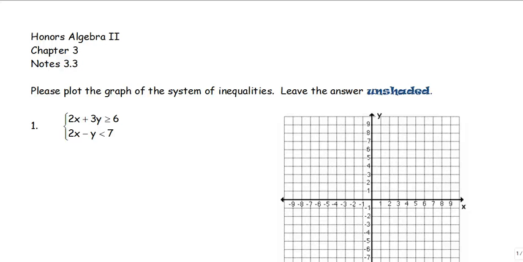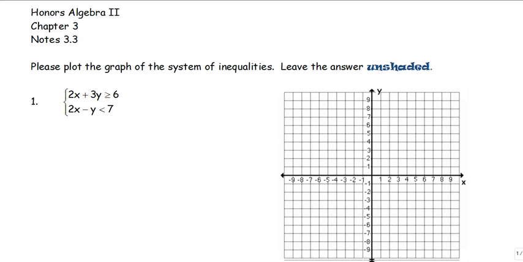Alright class, today we're doing 3.3. It's actually a really easy lesson. It's kind of combining, remember when we graphed inequality lines and shaded in chapter 2? Well, we're going to graph a system of them now. So we're going to do a couple at once, and we want the overall answer, which will be the answer to both pieces.